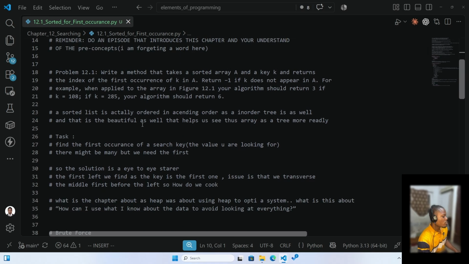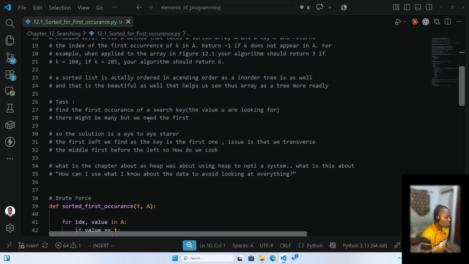It says 12.1: write a method that takes a sorted array A and a key k and that returns the index of the first occurrence of k in A. Return -1 if k does not appear in A. For example, when applied to the array in figure 12.1, your algorithm should return 3 if k is equal to 108, and if it is 285, your algorithm should return 6.